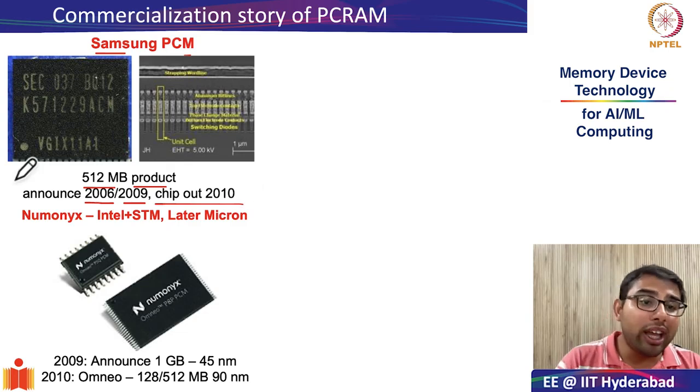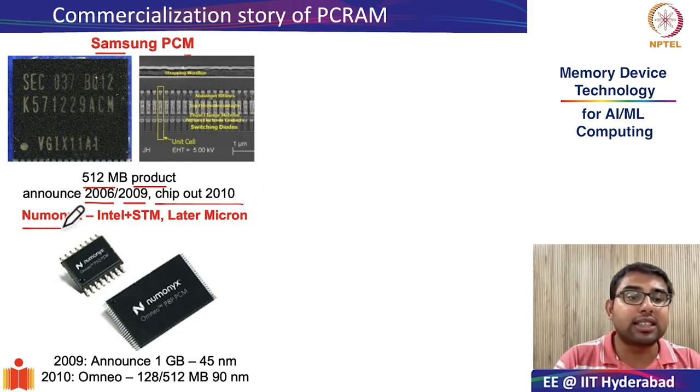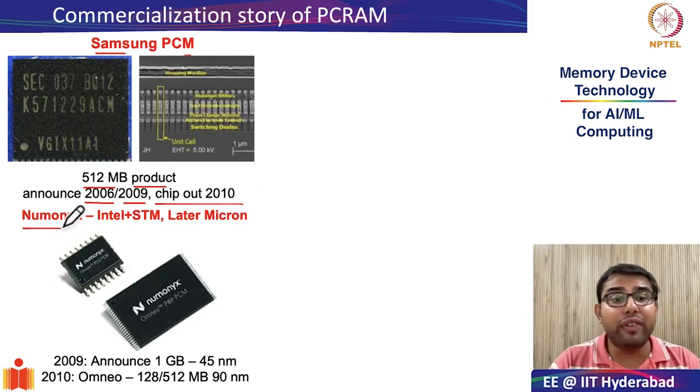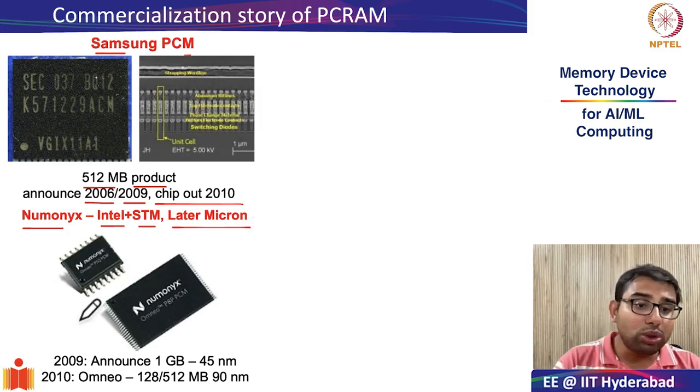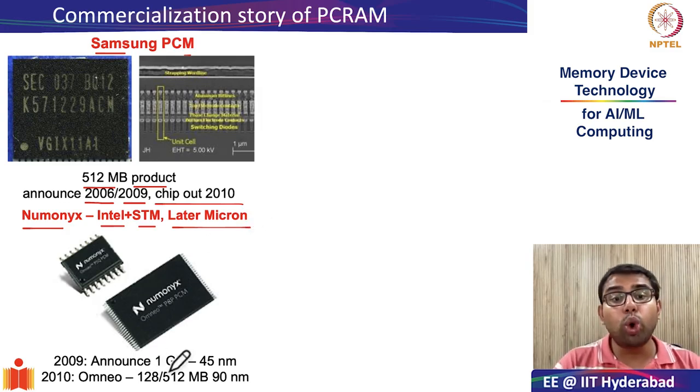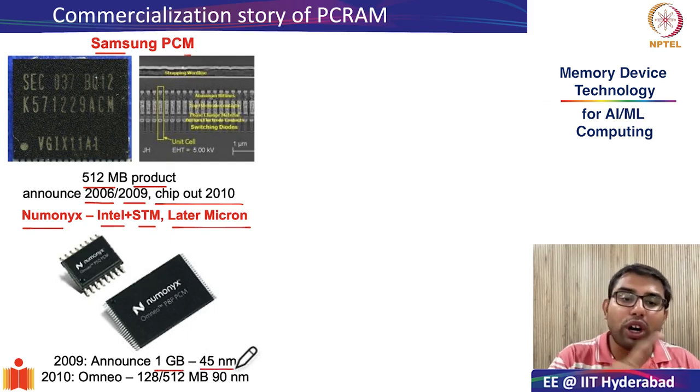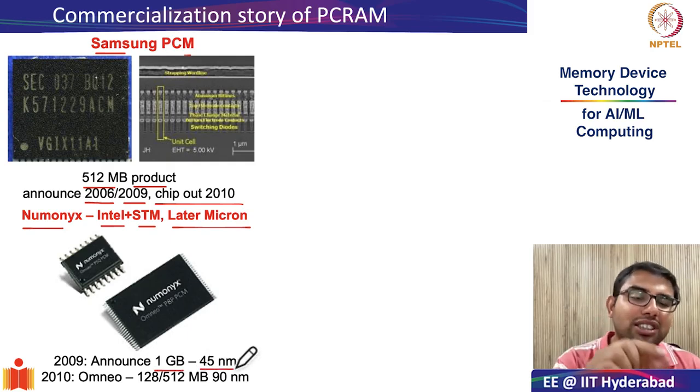Same is the story with Numonyx. Now Numonyx was a joint venture between Intel and ST Microelectronics, and later on it was acquired by Micron Technologies. Numonyx announced that they will be able to go to 1 GB in the 45 nanometer node. Remember, 45 nanometer is not your smallest feature size, but it is the dimensions of your access transistor.